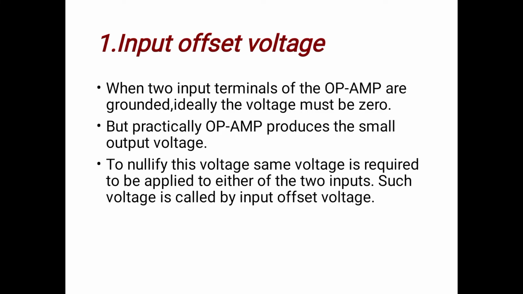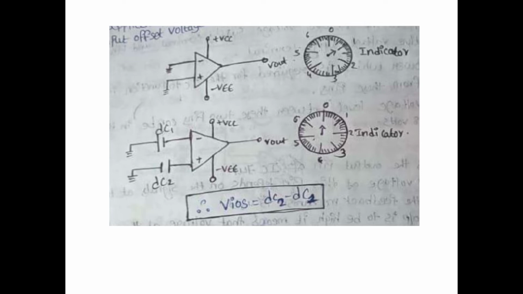And going to the topic, first one is input offset voltage. When two input terminals of the op-amp are grounded, ideally the output voltage must be 0. But practically, op-amp produces a small output voltage. To nullify it, the same voltage is required to be applied to either of the two inputs. Such voltage is called input offset voltage. And this was the circuit diagram of the input offset voltage.